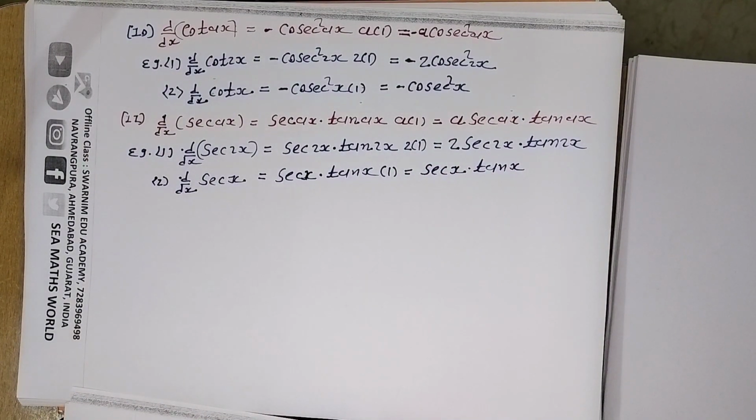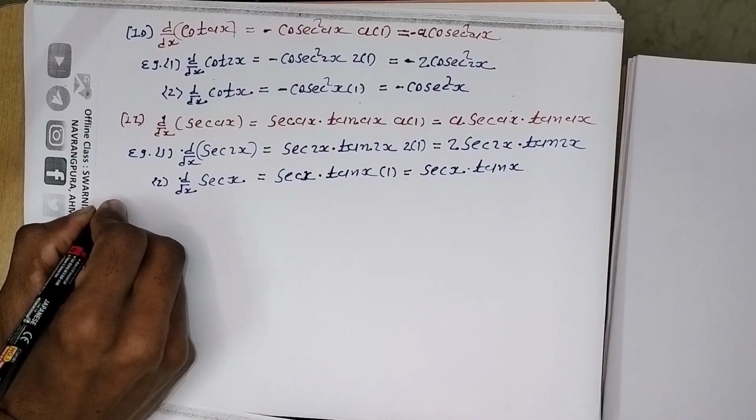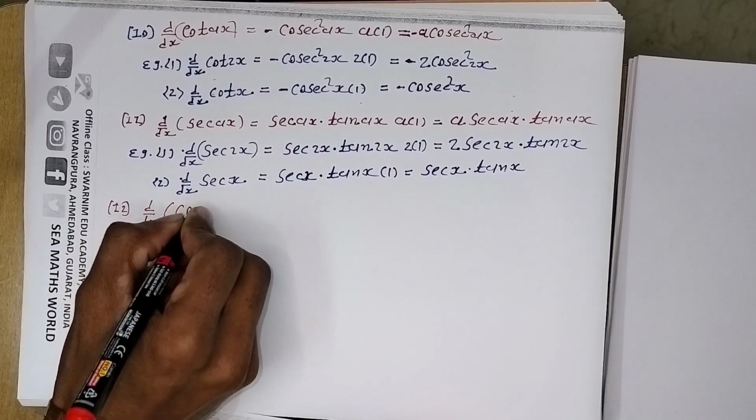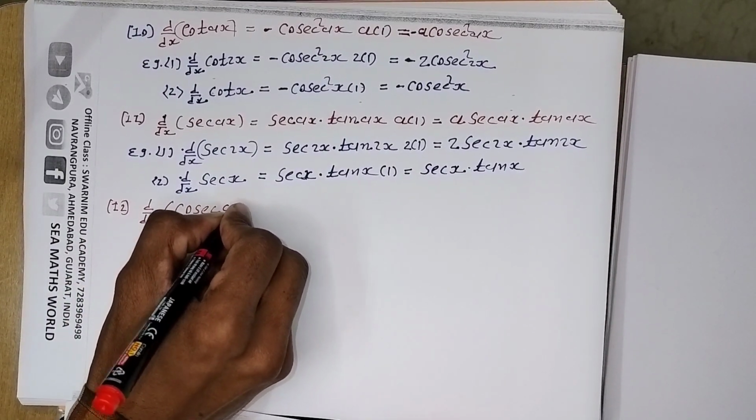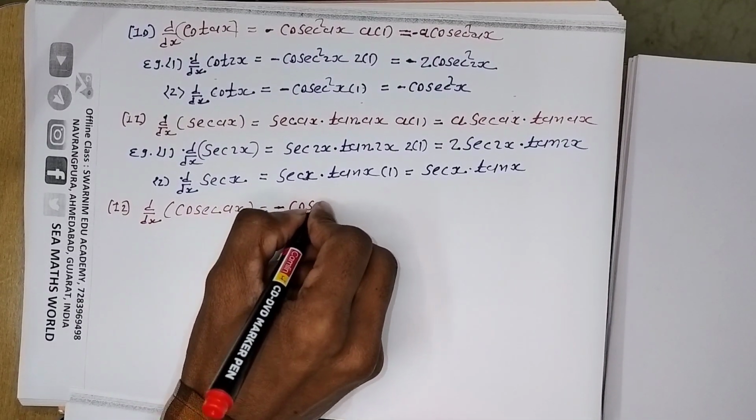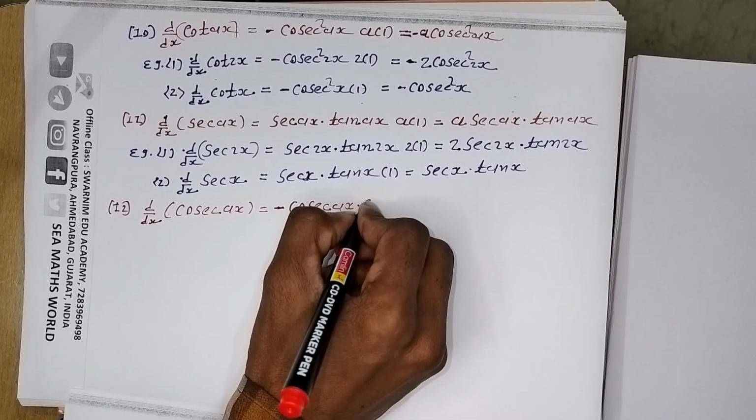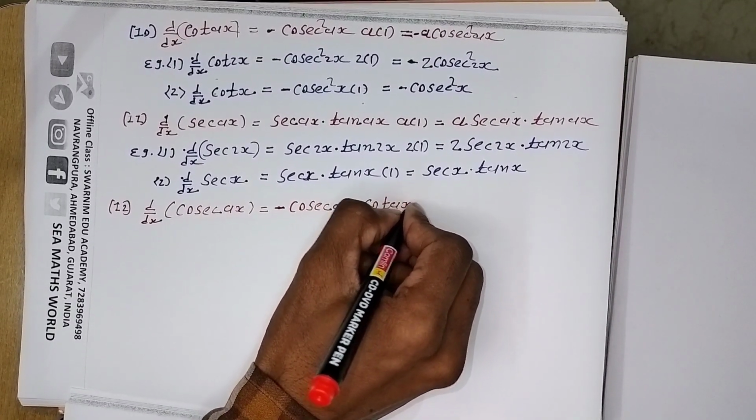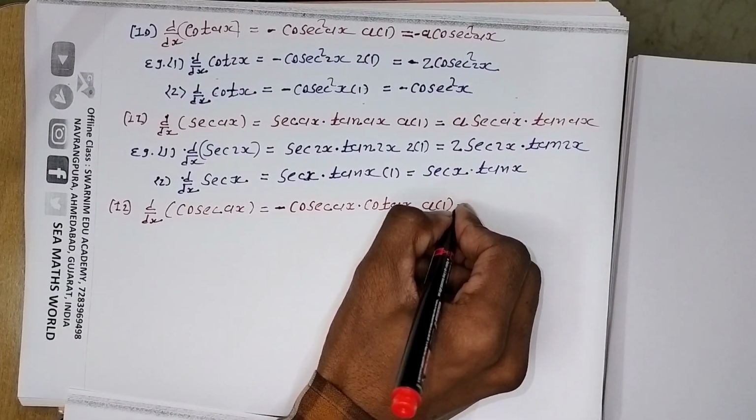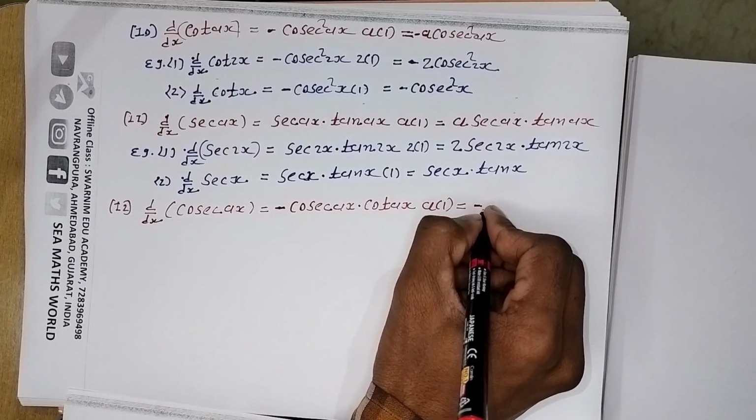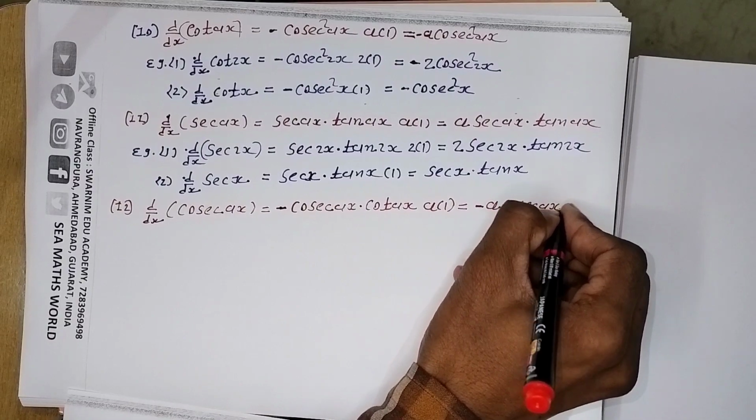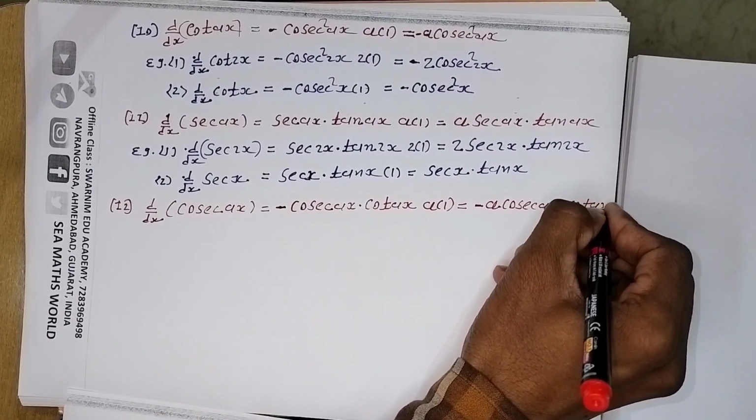Now our next formula is differentiation of cosec ax is equal to minus cosec ax into cot ax. Then the angle is ax. Ax differential will be a into 1. So finally minus a cosec ax into cot ax.